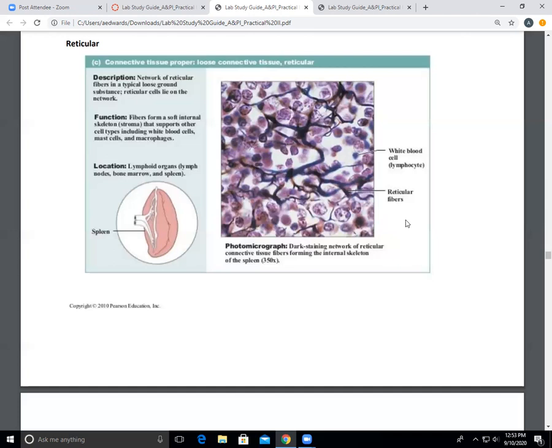In connective tissue proper, what I will tell you is there's loose connective tissue and dense connective tissue. Reticular connective tissue would fall under loose. How you know, if you look at this slide, if you know that this is reticular connective tissue, these black fibers are called reticular fibers. So if you see the black reticular fibers, it's reticular tissue.